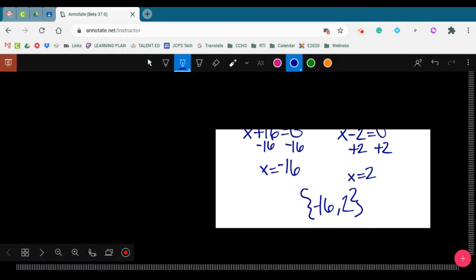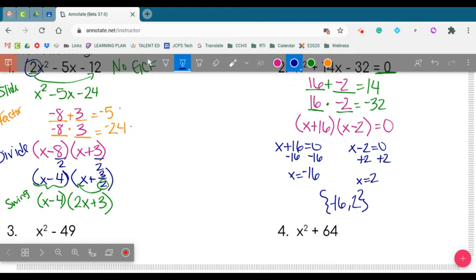Okay, let me know if you guys have any questions on that one. So number 1 and 2 are a little bit different. You just have to look at that A value. I actually didn't have a GCF on either of those, but keep in mind sometimes you may.